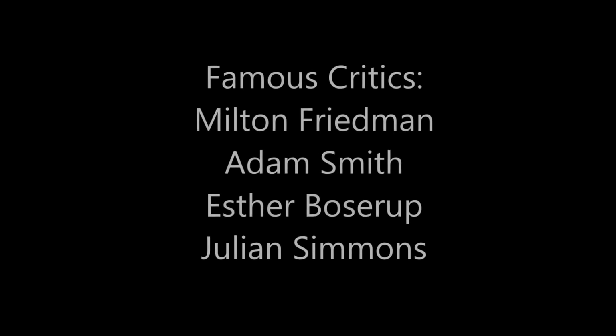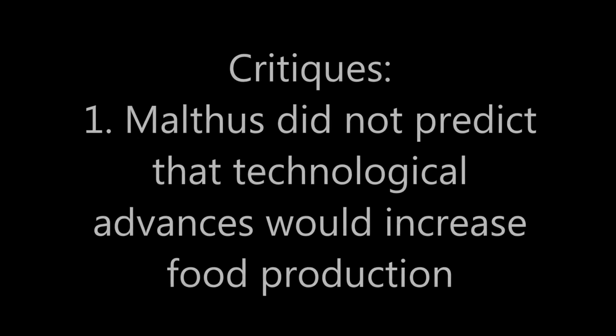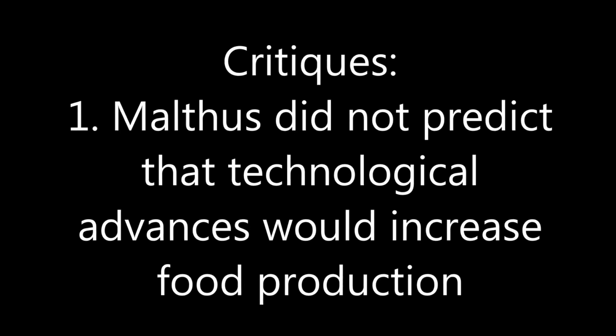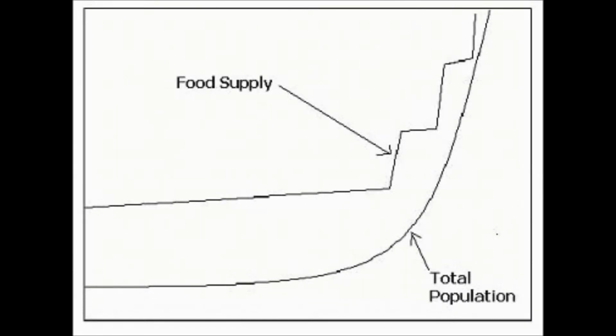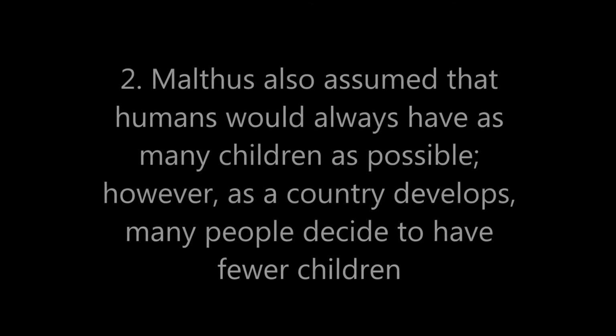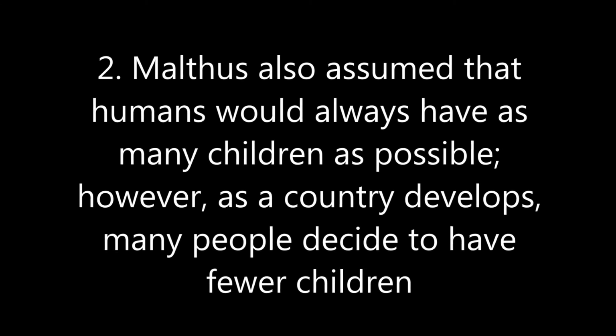Famous critics of Malthus include Milton Friedman, Adam Smith, Esther Boserup, and Julian Simon. They argue that Malthus did not predict that technological advances would increase food production. Instead of growing at a linear rate, this is how food supply actually grew. Malthus also assumed that humans would always have as many children as possible. However, as the country develops, many people decide to have fewer children.